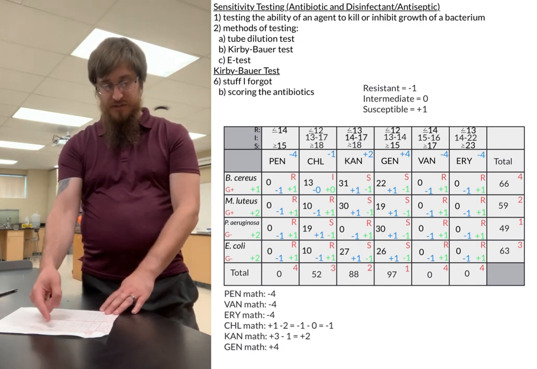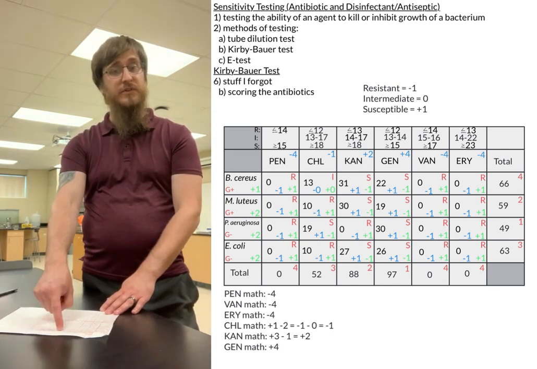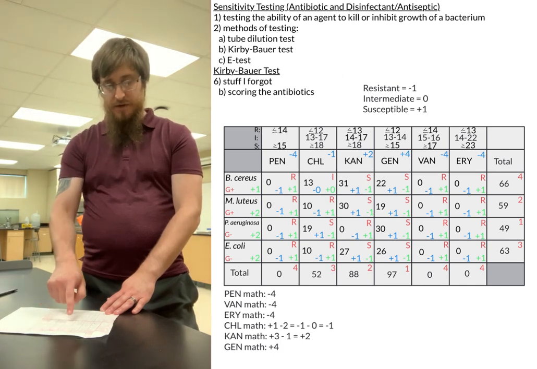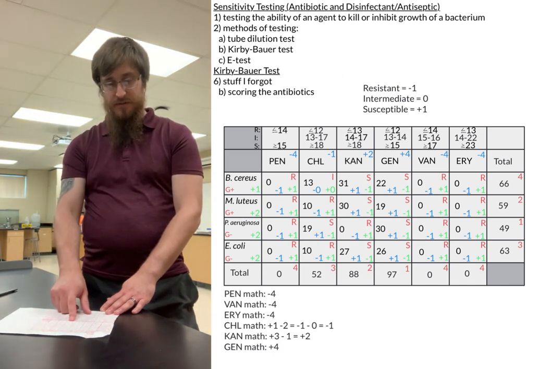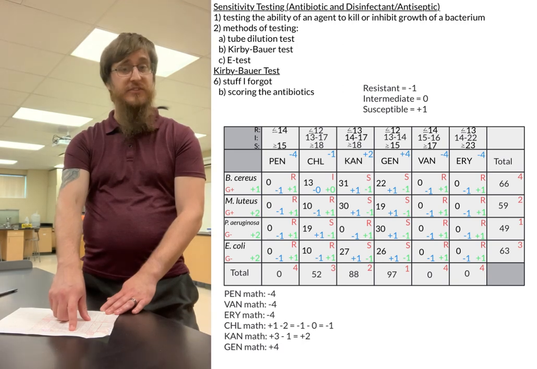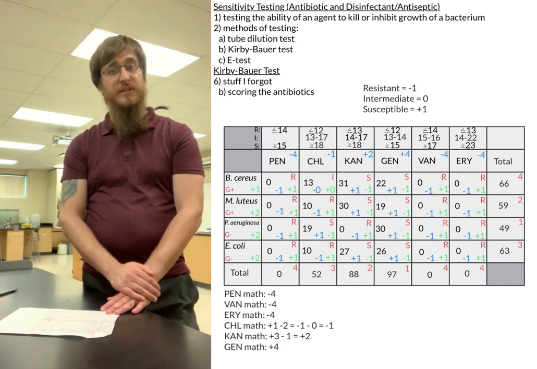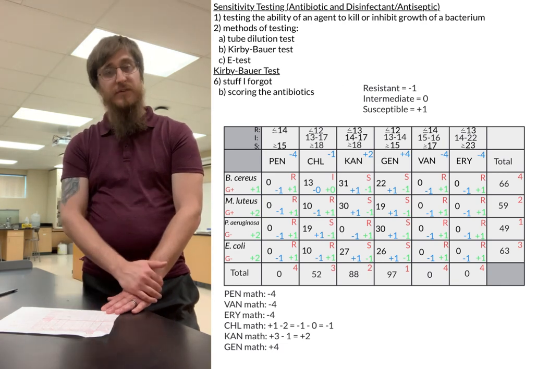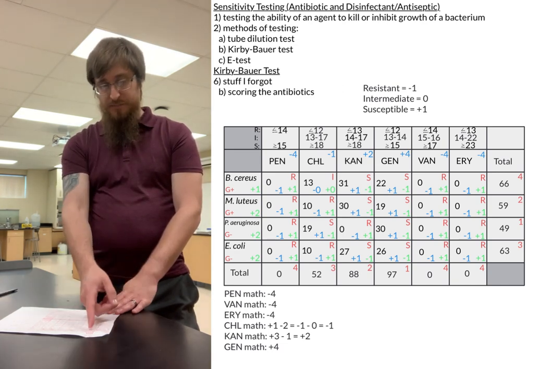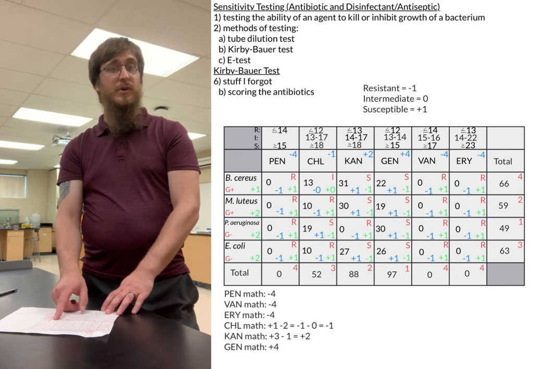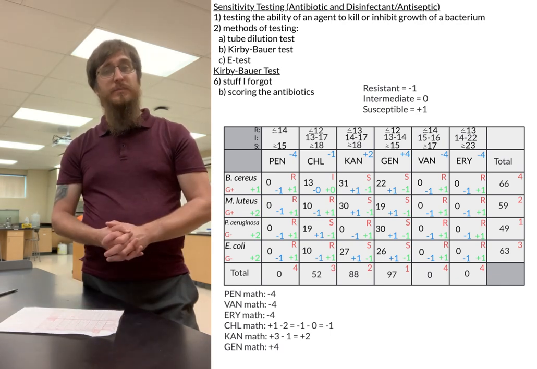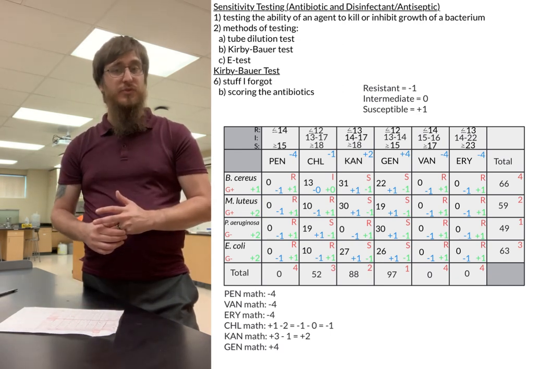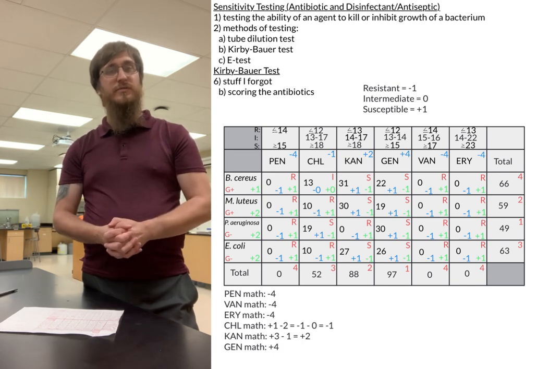So gentamicin had the highest score based off of just susceptibility, and it also had the highest zone of inhibition. The next best one would then be kanamycin. Both of those scores are second in line, and then chloramphenicol had the third highest score for both of our values. And then penicillin, vanco, and erythro all come out as number 4, based on having a -4 score and having a 0 in terms of zone of inhibition.